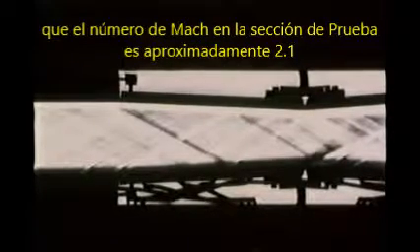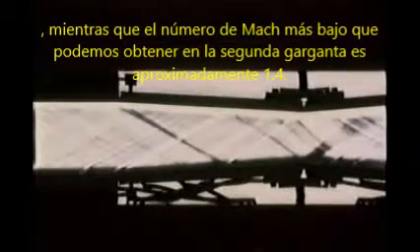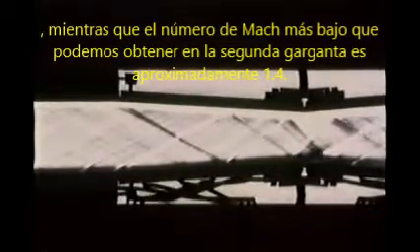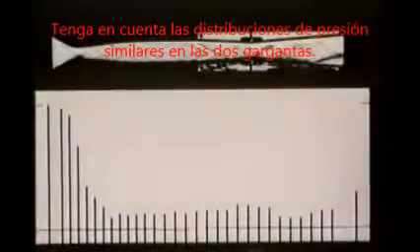It's possible to calculate from the wave angle that the Mach number in the test section is about 2.1, while the lowest Mach number we can get at the second throat is about 1.4. This time, watch the manometer as the second throat is closed to block the channel. Note the similar pressure distributions at the two throats.